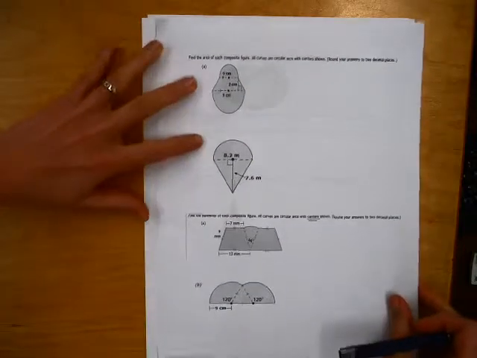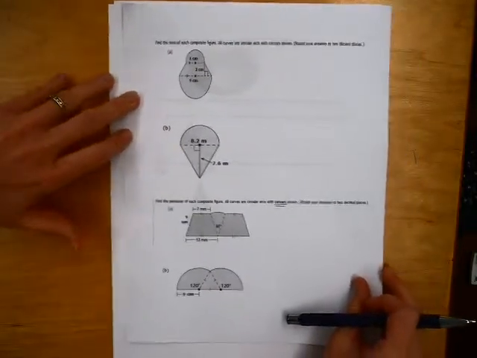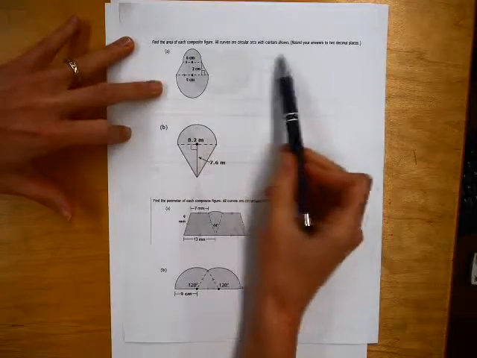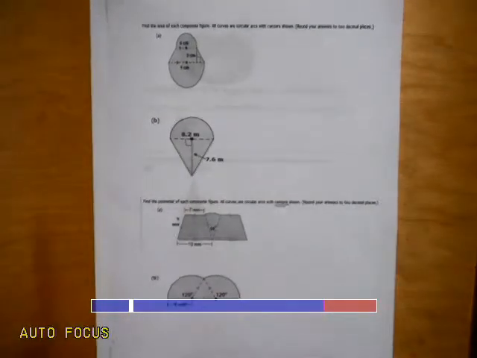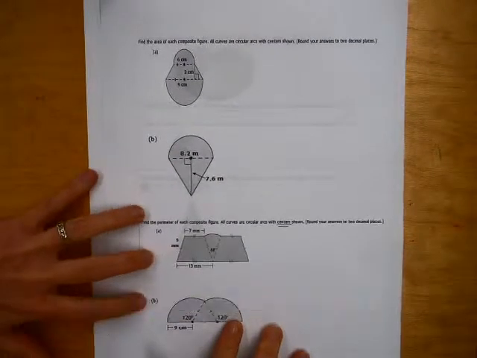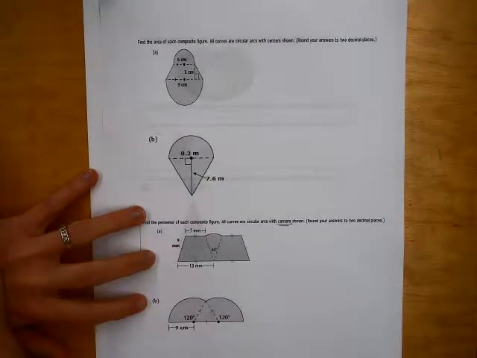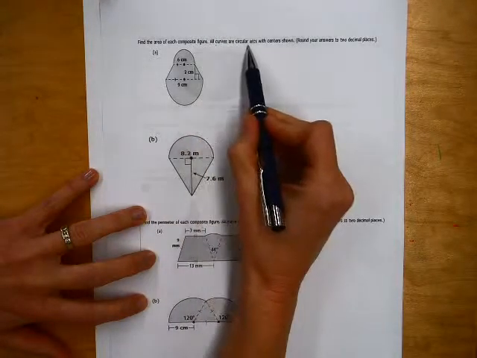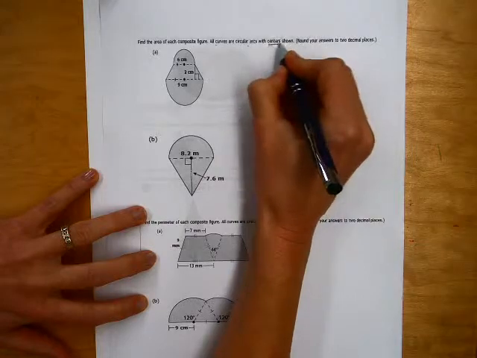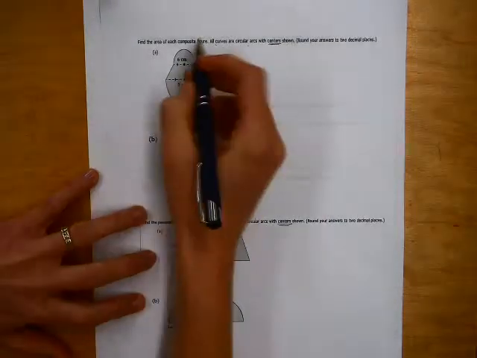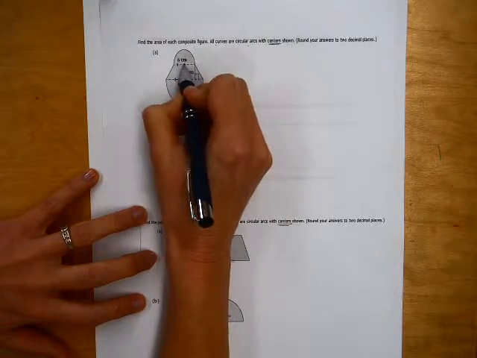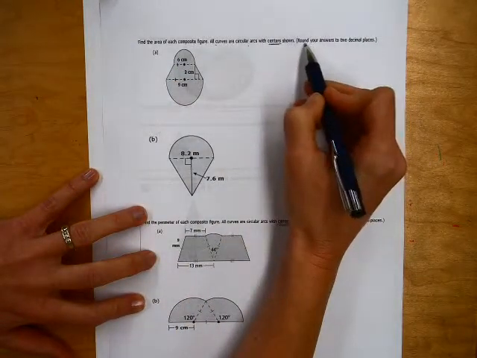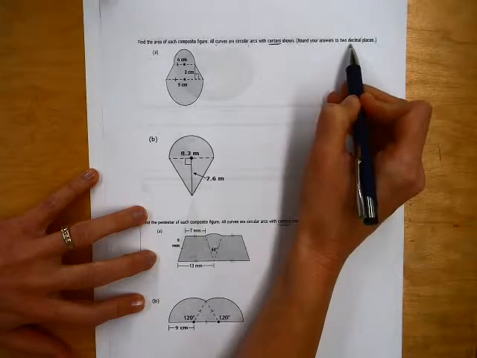And so the first type of problem we have are these composite figures, and we are asked to find the area of each composite figure. You will find one similar to this in your section 12.1. It says all curves are circular arcs with the centers shown, so for this curve, this is the center. It also says to round our answers to 2 decimal places.